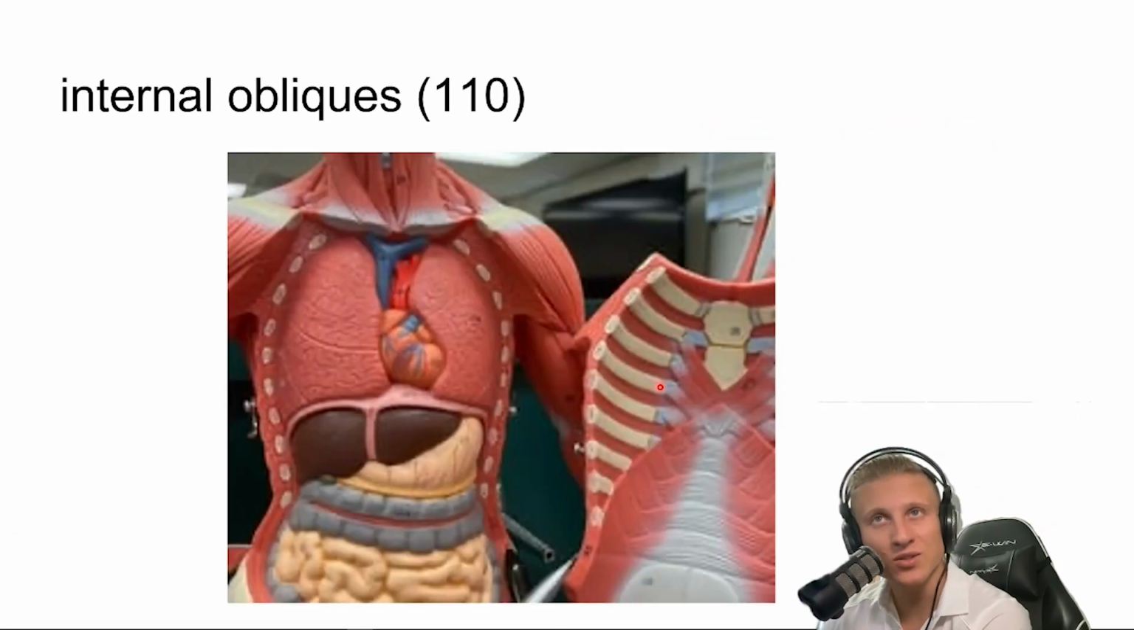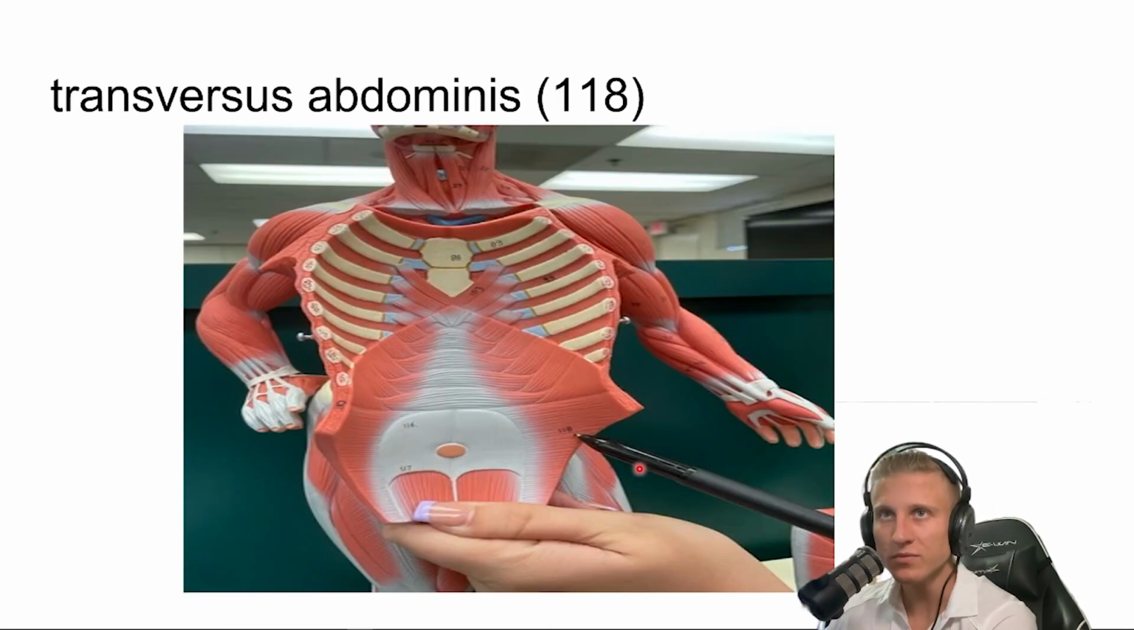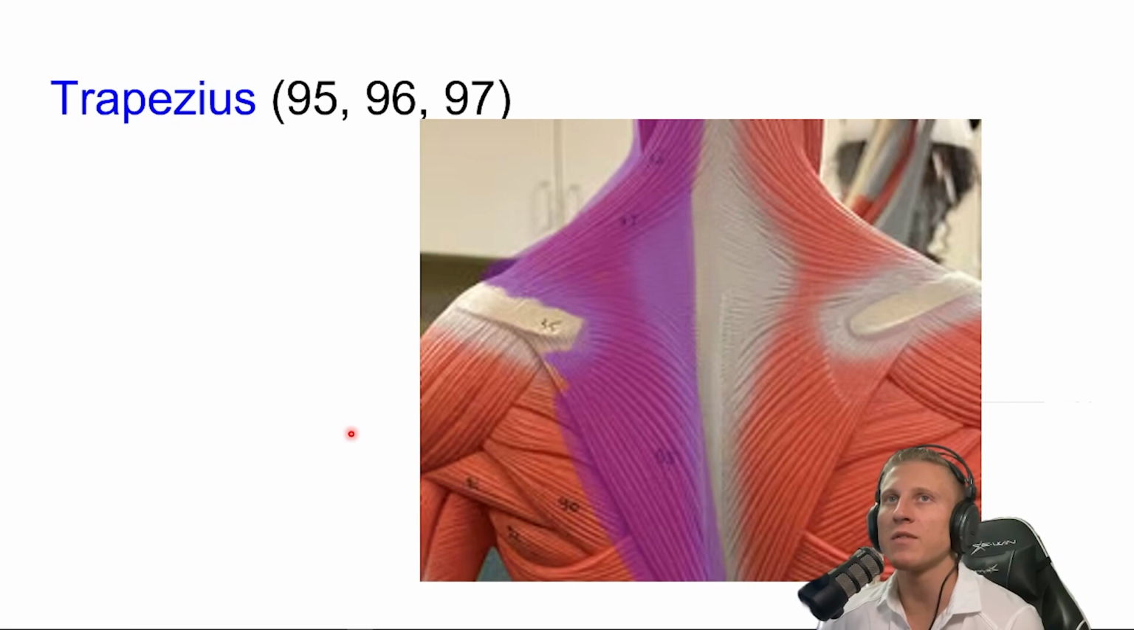And then we have the internal obliques, okay? That next layer on the inward inside surface, over here. And then, of course, we have the transverse abdominis. So this would be the internal obliques. And then we have the transverse abdominis, okay? These are running perpendicular to your rectus abdominis, which was the most superficial. Now we're on the most deep layer of your abdominal cavity muscles.